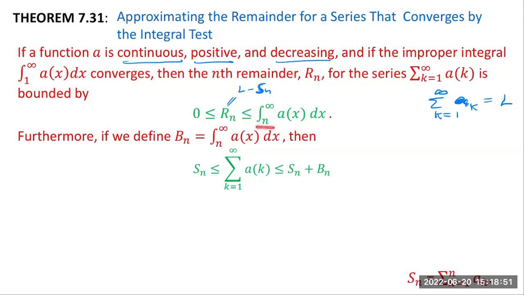What is the upper bound? That is this integration: the integral from n to infinity of a(x) dx. That's an upper bound. Further, if I define that upper bound to be bn, then the summation of the original series, which is nothing but L, has to be between Sn and Sn plus bn.